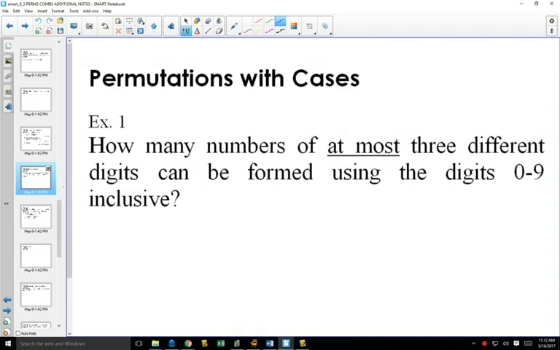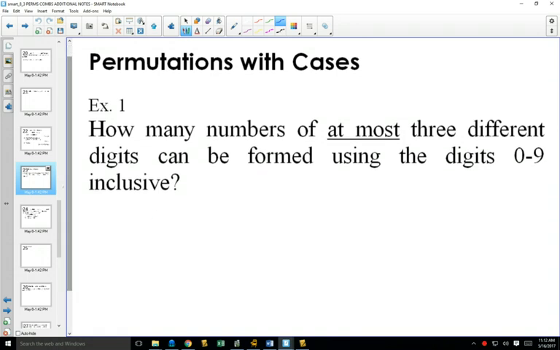So how do we recognize that a question is cases? Well, this one says, how many numbers of at most 3 different digits can be formed using the digits 0 to 9 inclusive? So it could be a 3-digit number, it could be a 2-digit number, it might be a 1-digit number. And so because of that, we would say, well, let's count our 3-digit numbers first. And whenever we're showing our work for cases, we write out case number 1 and describe what we're counting. So let's count our 3-digit numbers.